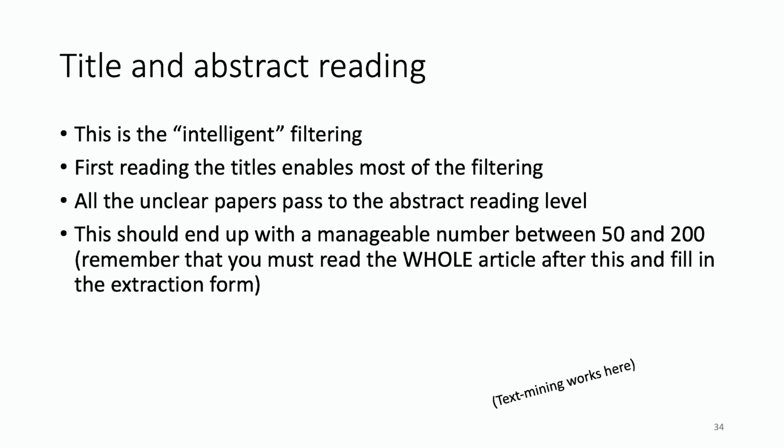Anything that is not clear should be read at abstract level. If you cannot clearly tell what's relevant and what's not just by the title, read the abstract, because you might be missing something. After you read that, you should end up with something between 50 and 200, or maybe 100. Up to 200 is still doable. And remember that this set is the one that you need to read in full.